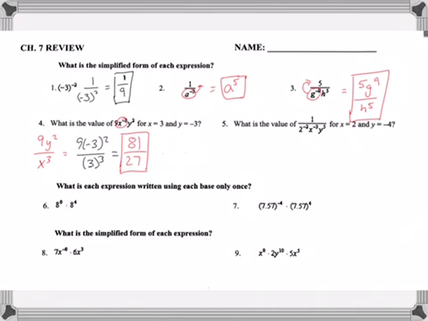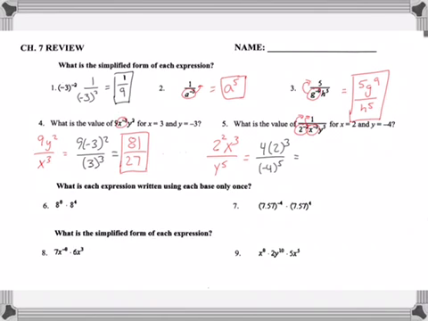Question 5, very similar. We're going to move the 2 to the negative 2nd up, as well as the x to the negative 3rd. So our simplified form becomes 2 squared x to the 3rd over y to the 5th. We'll plug in what we know. Well, we know x is going to be 2. So 2 squared is 4. So that's 2 times 2 to the 3rd over negative 4 to the 5th power.